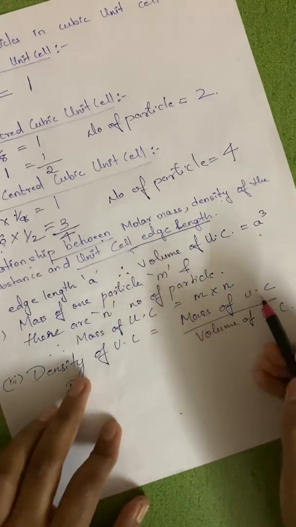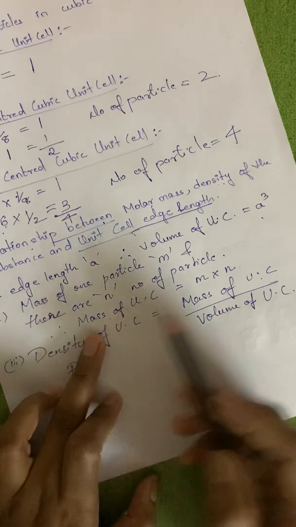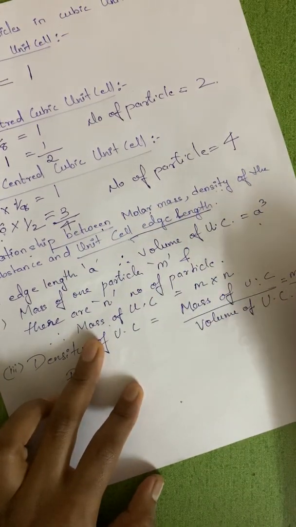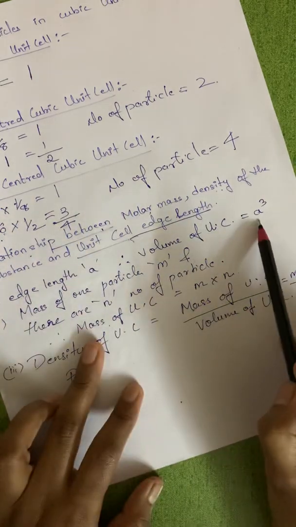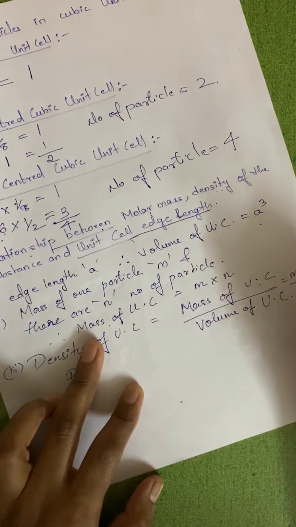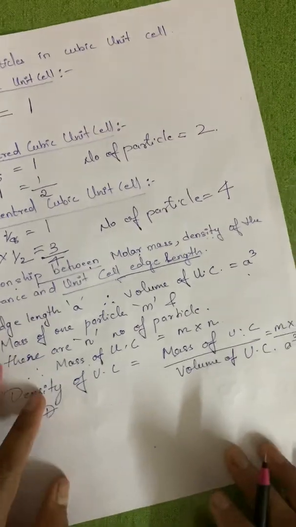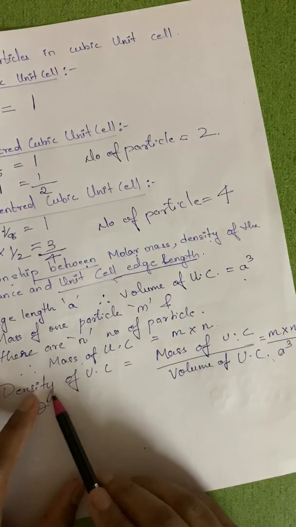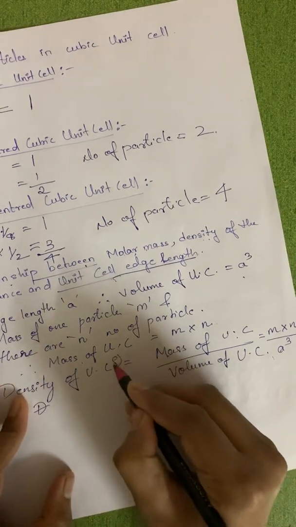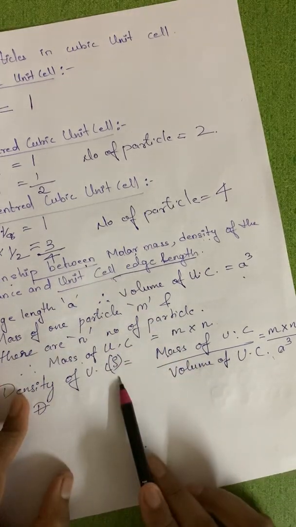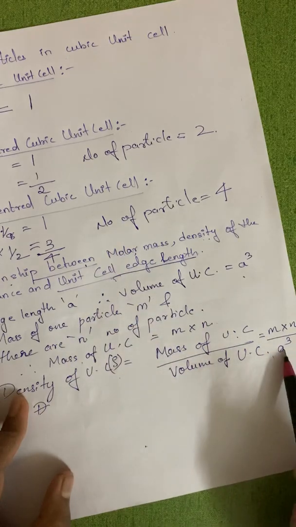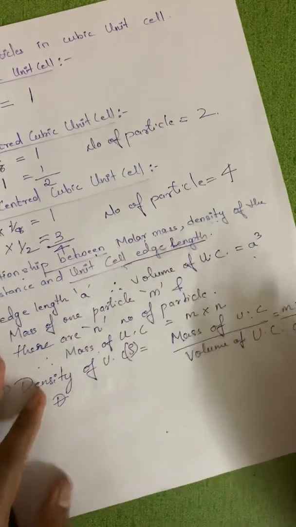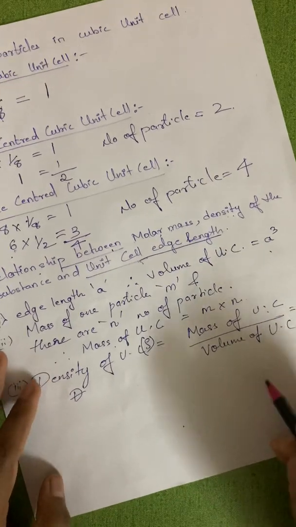The mass of the unit cell is given in the second step. So density is equal to m into n upon edge length, which is given as a cube. So we got the expression till here. We got the density, given as rho, and we got the expression of edge length. Now we have to add the molar mass. But there is a relation between the mass of the particle and the molar mass.